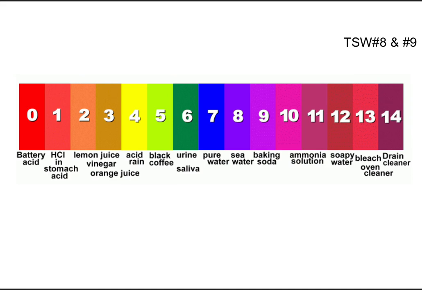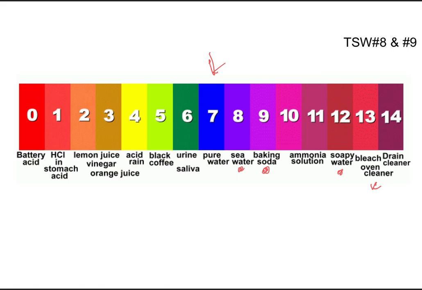So here's a nice little chart that gives you an idea of how different substances are classified. As you can see here in the middle, you have your pure water, which is a pH of 7, sea water, which is a pH of 8. All right, and baking soda has a pH of about 9. Soapy water has a pH of about 12. Bleach, oven cleaner, these sorts of harsh chemicals, these are in your strong base range here.